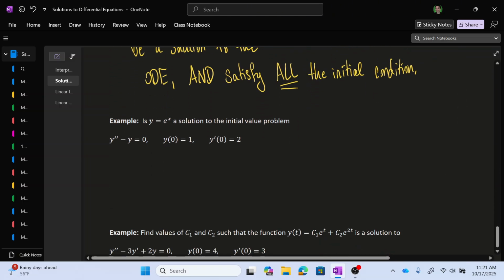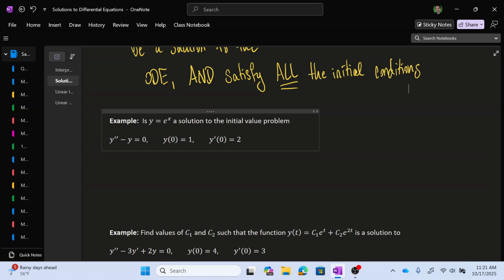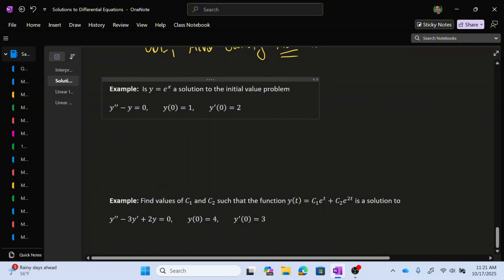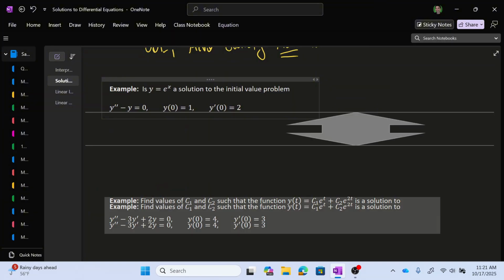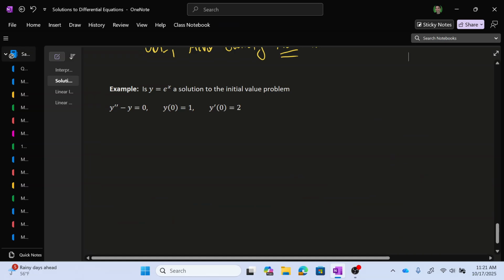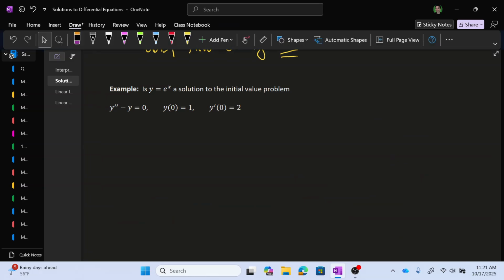So for example, I can ask, okay, here's an initial value problem. y double prime minus y equals 0. There is our differential equation, and we also have two initial conditions. y of 0 must be equal to 1, y prime of 0 must be equal to 2. Now, if y equals e to the x is going to be a solution to this initial value problem, all three of these conditions must be satisfied. So let's check each of them one by one.